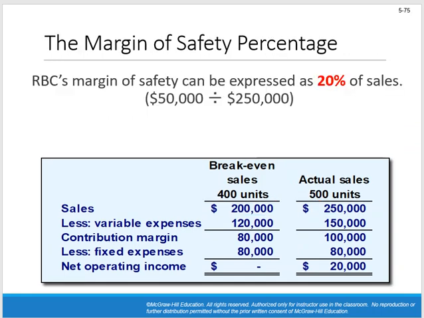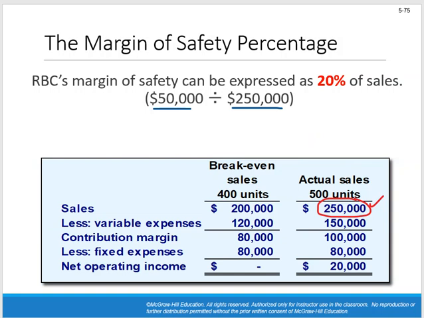Okay, we can also express our margin of safety as a percentage, and we take that by dividing the margin of safety in dollars by the total dollars. And this is critical that we're using the right dollars. So we're taking the $50,000 margin of safety and we're dividing it by the actual, not the break even. We're dividing it by the actual and we get 20%. You would get the wrong answer if you take 50,000 divided by 200,000. So we're taking 50,000 divided by 250,000. We should come up with a margin of safety of 20%.